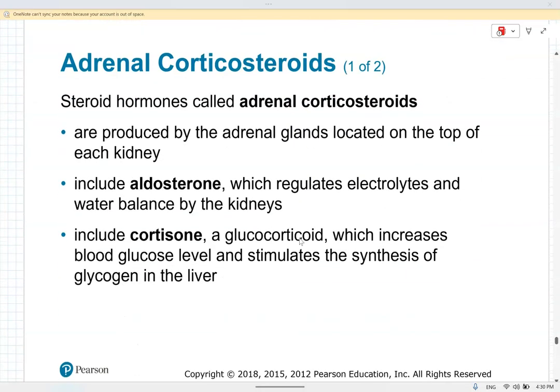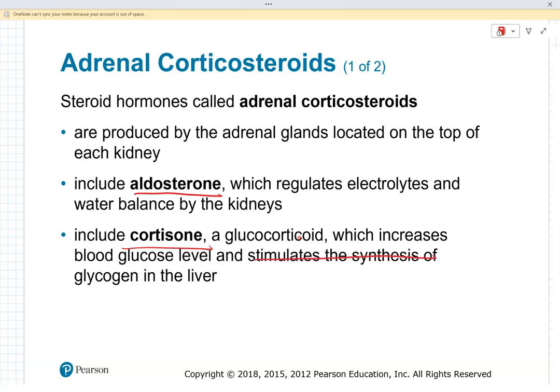And finally some adrenal corticosteroids. So on top of each kidney there is an adrenal gland. It looks like a little pyramid. And its outer layer called cortex produces aldosterone, which fine-tunes the electrolyte balance, basically sodium and potassium balance, and cortisone, or cortisol, which regulates glucose.